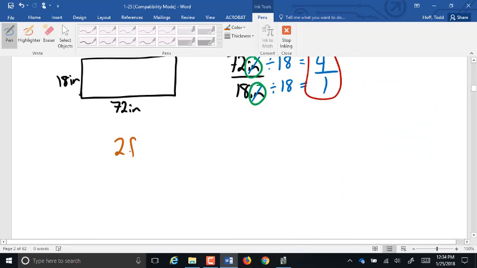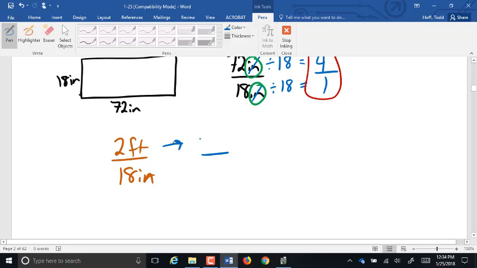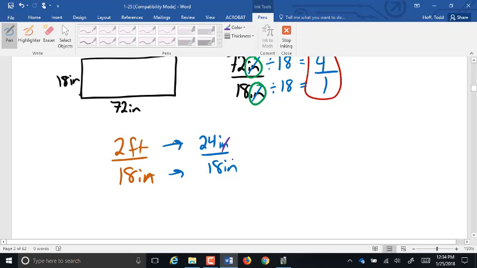If I have 2 feet compared to 18 inches, that is not a true ratio because it's two different units. Now, fortunately there, I can convert that. 2 feet becomes what? How many inches? 24 inches to 18 inches. And now it's a ratio because the units are the same. Inches cancel out. Both 24 and 18 can be divided by 6. Good. 24 divided by 6 is 4. 18 divided by 6 is 3.